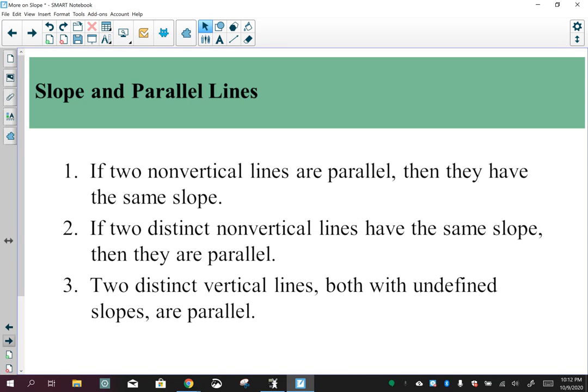Number 3 says if you have two distinct vertical lines, both with undefined slopes, then those are going to be parallel. So two vertical lines are parallel, two horizontal lines are parallel, and two lines that have the same slope going in the same direction are also parallel. When we talk about being parallel, they have the same slope but a different y-intercept, and that's really the big key when we deal with parallel lines.